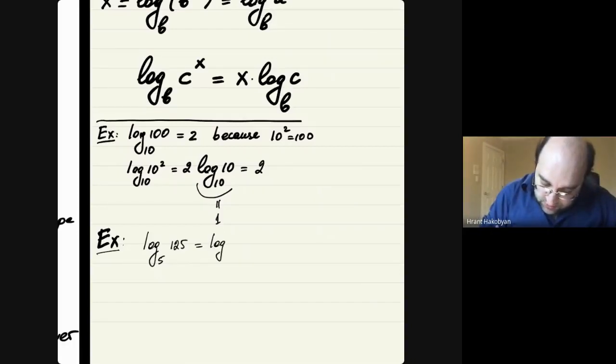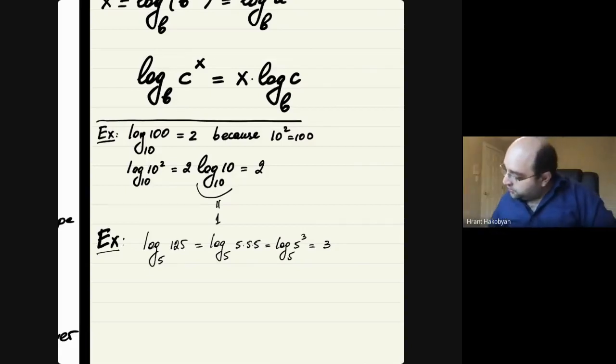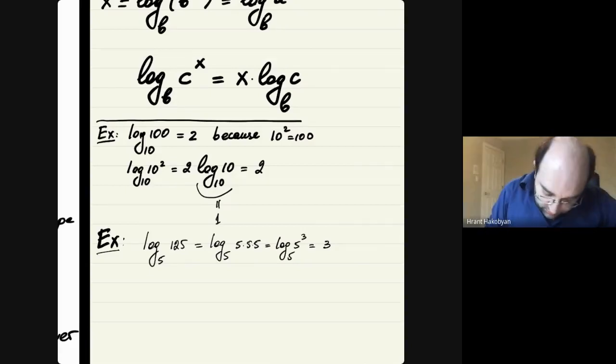Let's do the same trick and write 125 as a power of 5. That's 5 to power 3, because it's 5 times 5 times 5; 25 times 5 is 125. So it's 5 to power 3, so it's equal to that power. So it's equal to 3. Okay? So another example is the logarithm base 3 of 1 over 27.